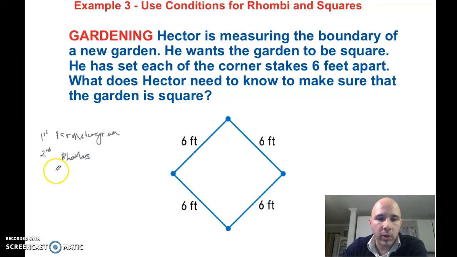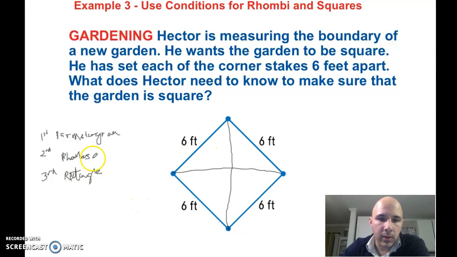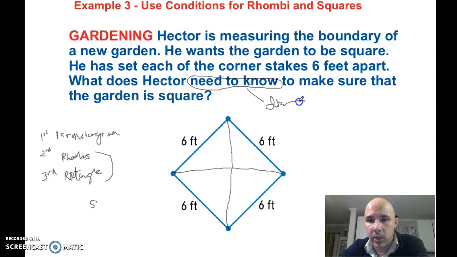And the third thing we want to figure out is if it satisfies the rectangle, which means if the diagonals are congruent, then we know it's a rectangle. So if it satisfies the diagonals being congruent, then we can safely say that if these two are satisfied, it has to be a square. So this is what Hector needs to know. He needs to know if the diagonals are going to be congruent.